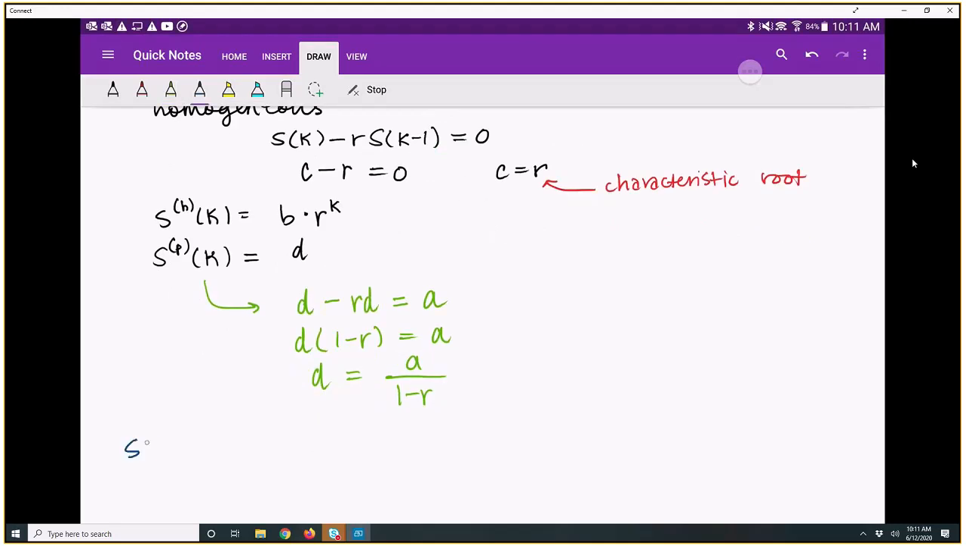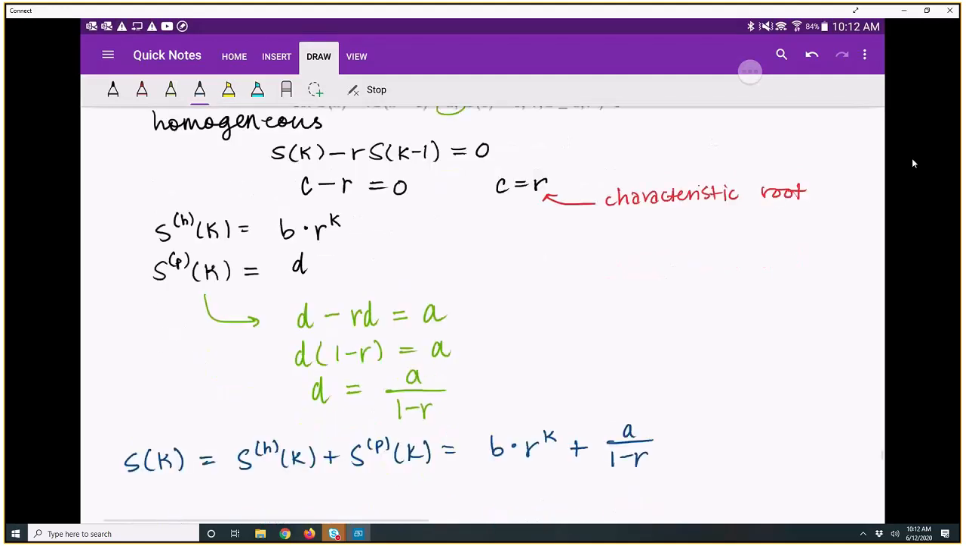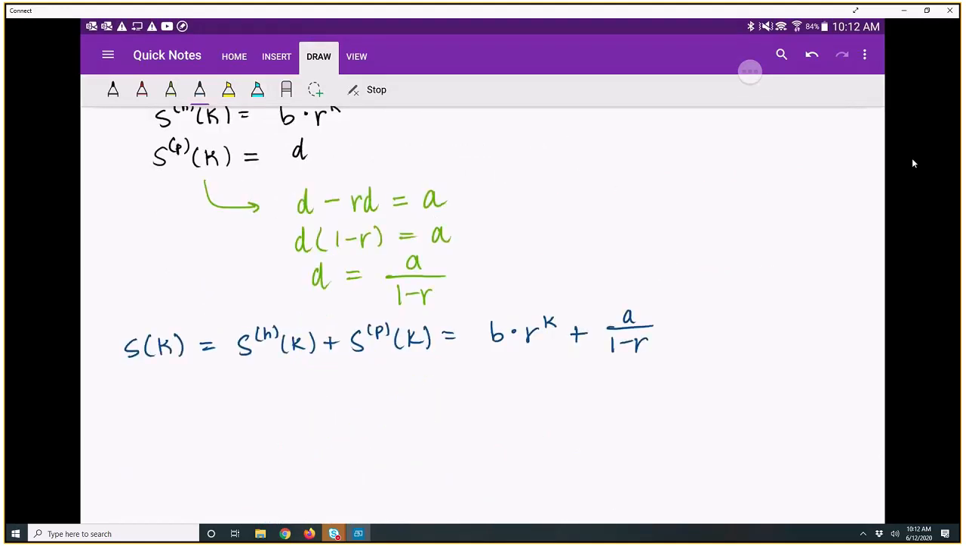Now, my solution to the recurrence relation is going to be the homogeneous solution plus the particular solution. So b times r to the power k plus a over 1 minus r. And I have initial condition s of 0 equals 0. That's going to help me solve for b. So s of 0 equals 0. And s of 0 is equal to b times r to the power 0 plus a over 1 minus r.